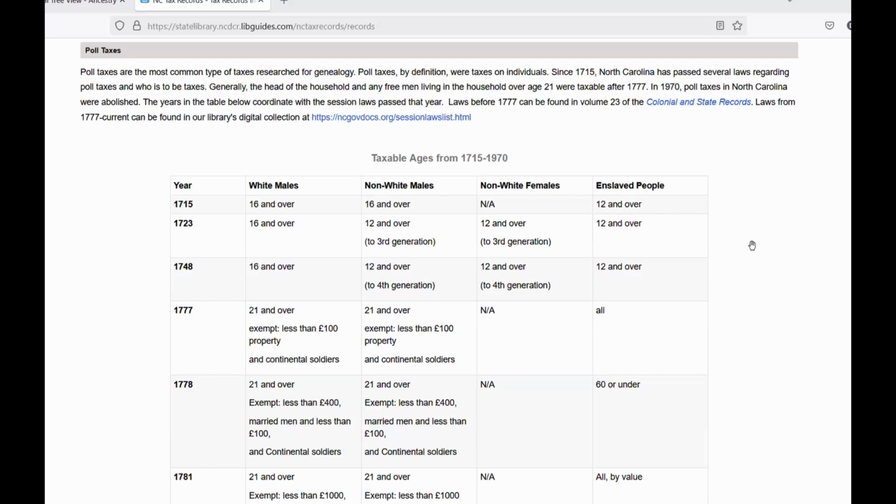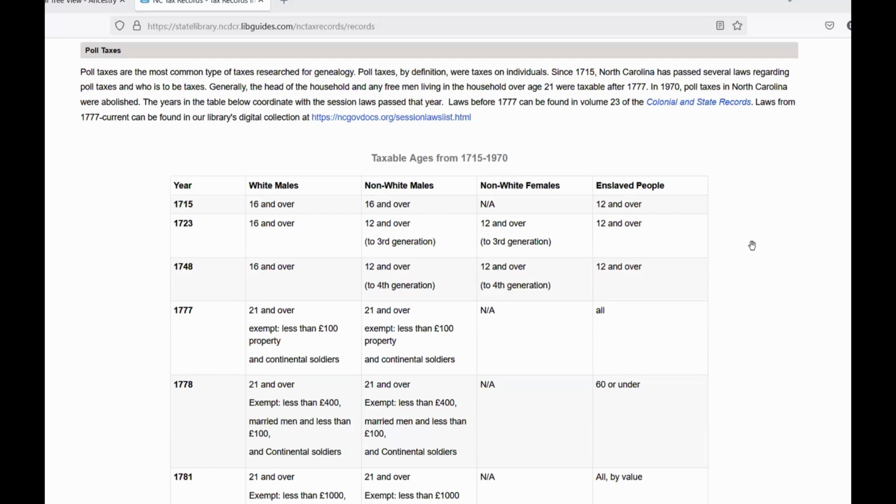And as you look down, 1777, it changed to 21. And there's one of the exemptions. If you had less than 100 pounds worth of property, or if you were a continental soldier, then you did not have to pay the poll tax. And women no longer had to pay any type of poll tax. And then 1777, all enslaved people, you would have had to pay a poll tax on them. So you can see how the law changes over time.